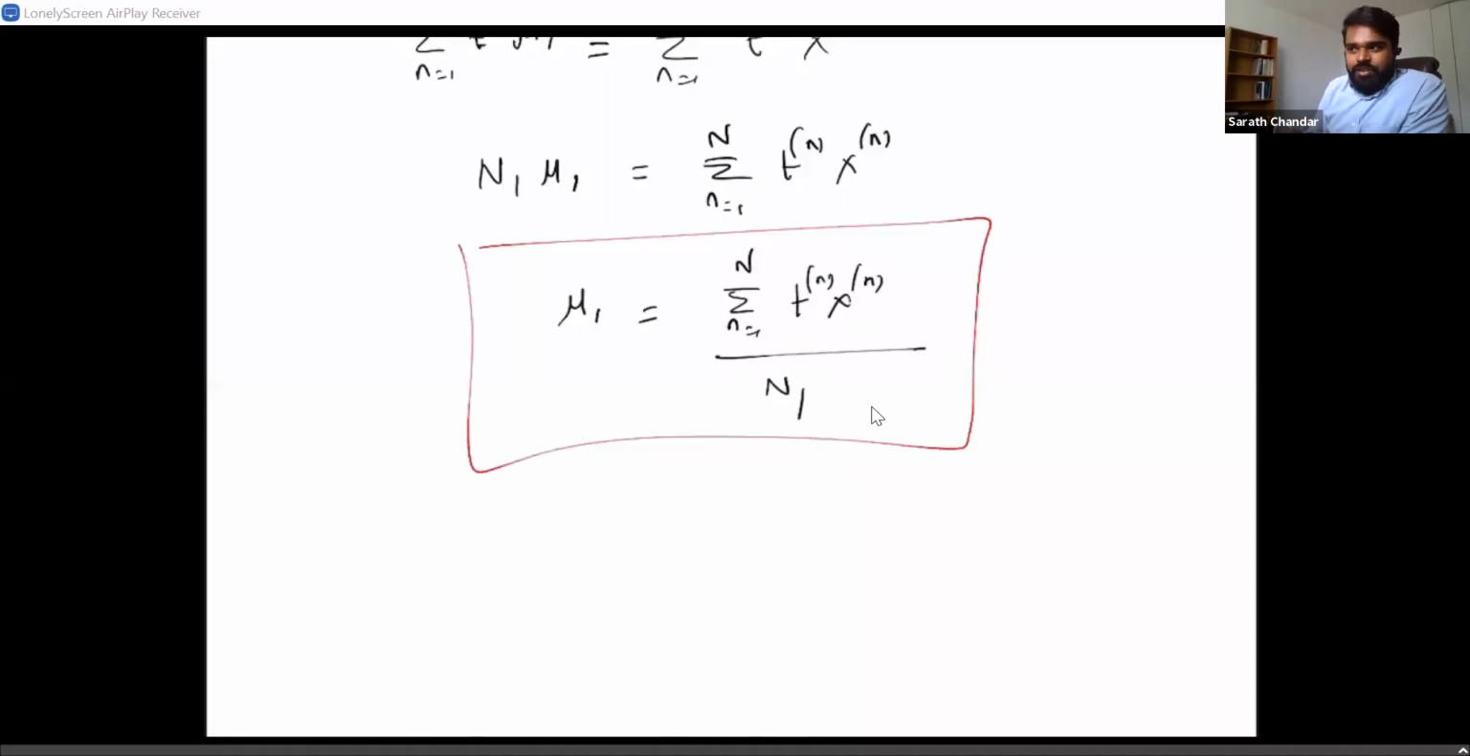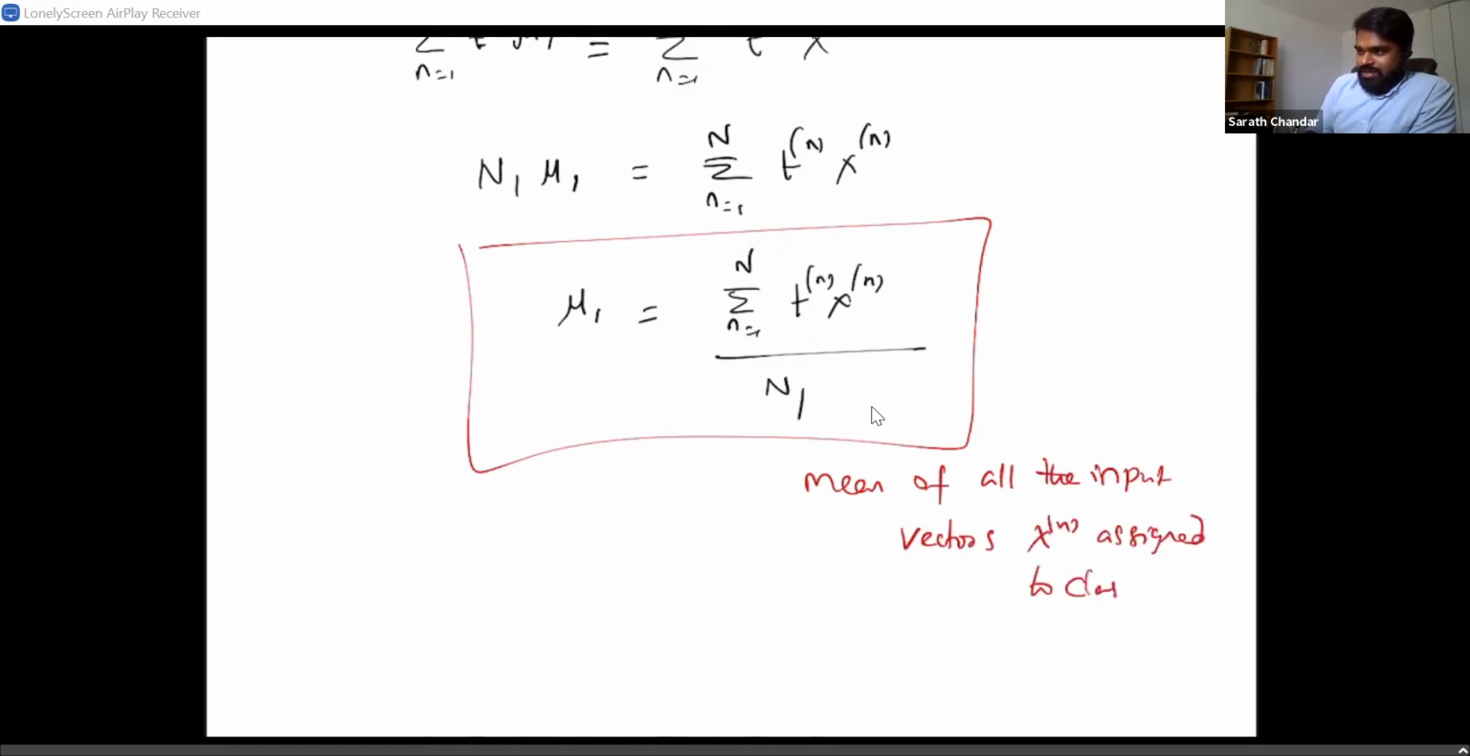This is also very intuitive, right? So what does this term tell us? It tells us to take an average of all the data points in class 1. Whenever t_n is equal to 1, you sum those examples x_n, divided by the total number of situations where t_n is equal to 1. So this is basically the mean of all the input vectors x_n assigned to class C1. Is that clear?